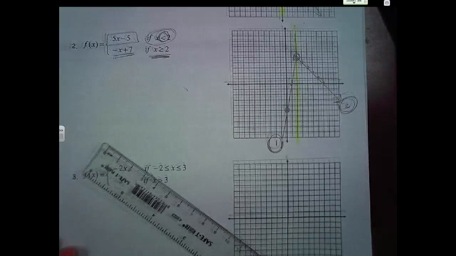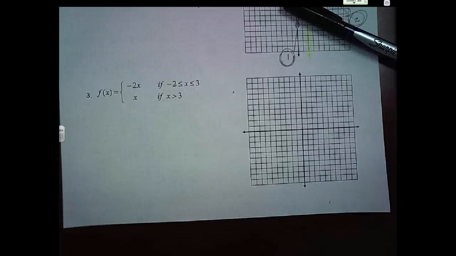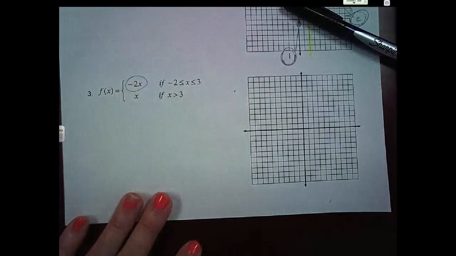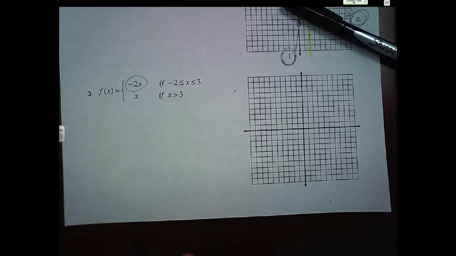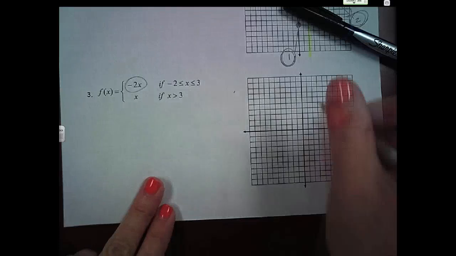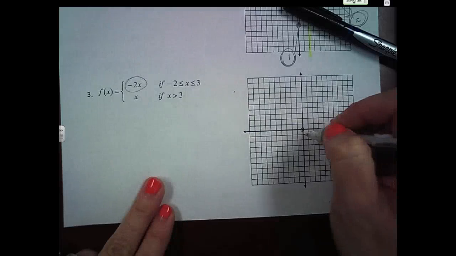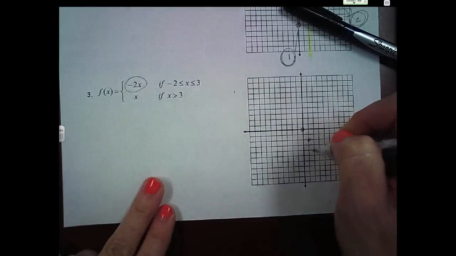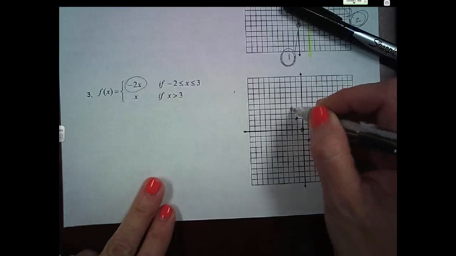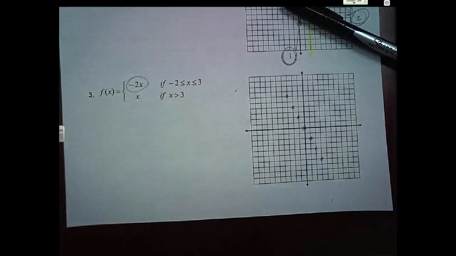Okay. All right, let's go to the next one. Number 3. Okay, how would you graph this? -2x. Where do you start at, guys? 0. Okay, so there you go. And then your slope is -2, 1. So down 2, right 1. And so forth. Here's your line.